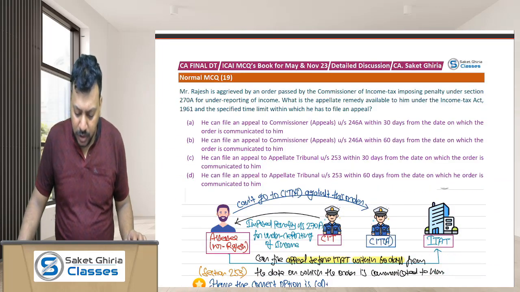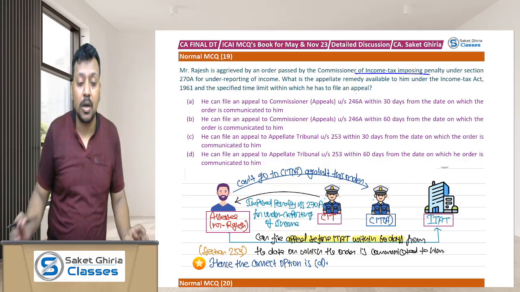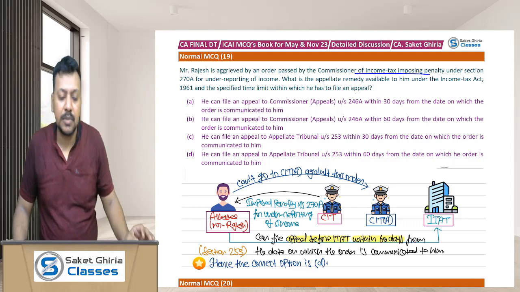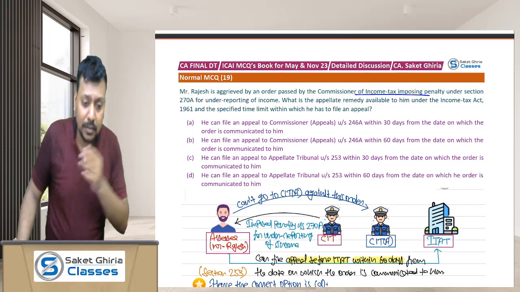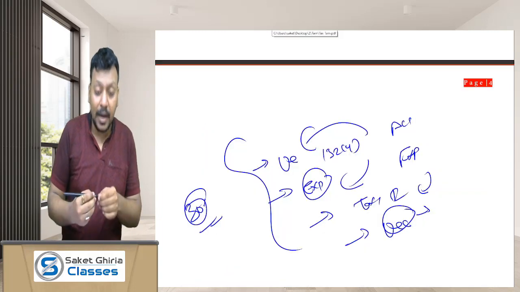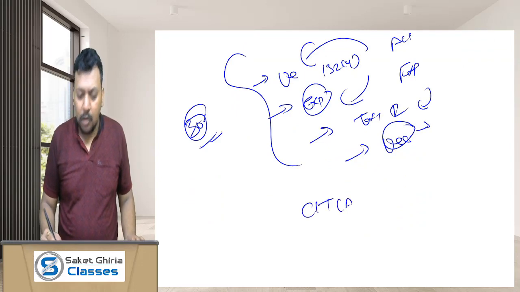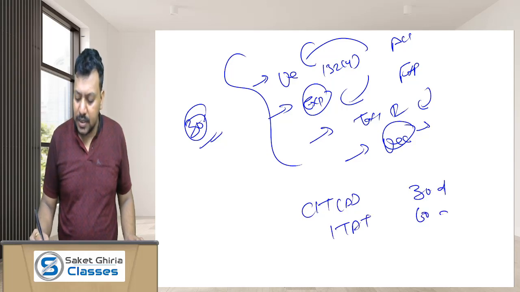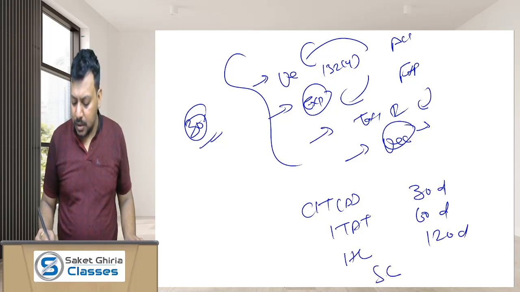Without taking much time, moving further. Okay, Mr. Rajesh is aggrieved by the order passed by the Commissioner of Income Tax. Please, who has passed the order in this case? Commissioner of Income Tax. So, if the Commissioner has himself passed the order under the Income Tax Act, and if you want to appeal in this case, then dear, the appellate hierarchy is basically what? The first line of appeal is CIT Appeals, or the Commissioner of Income Tax Appeals. Okay, within how many days do you have to file appeals? 30 days. Another is ITAT, you have to file within 60 days. Then High Court, you have to file in 120 days. Okay, and then obviously the Supreme Court.